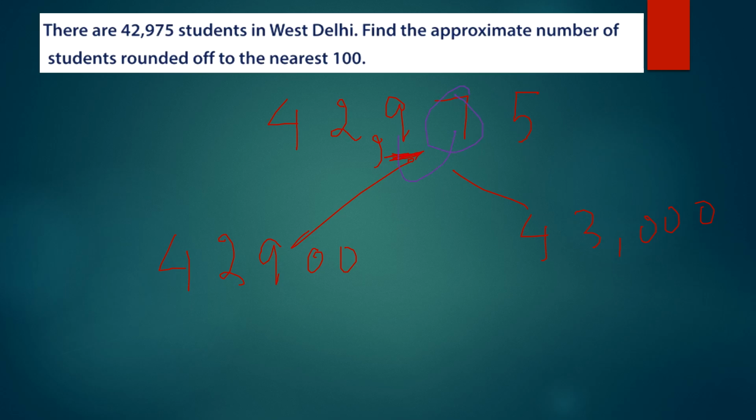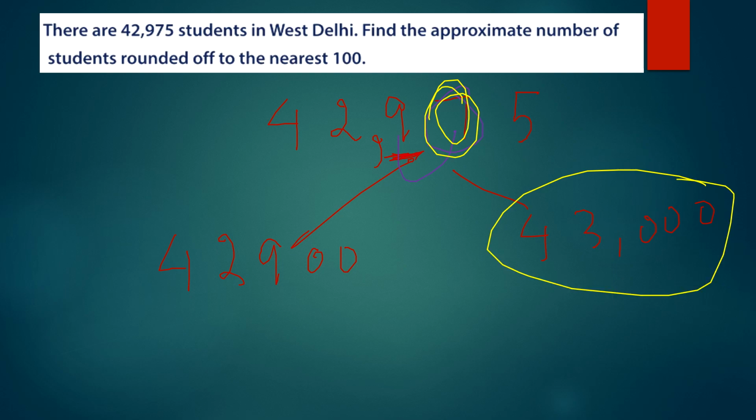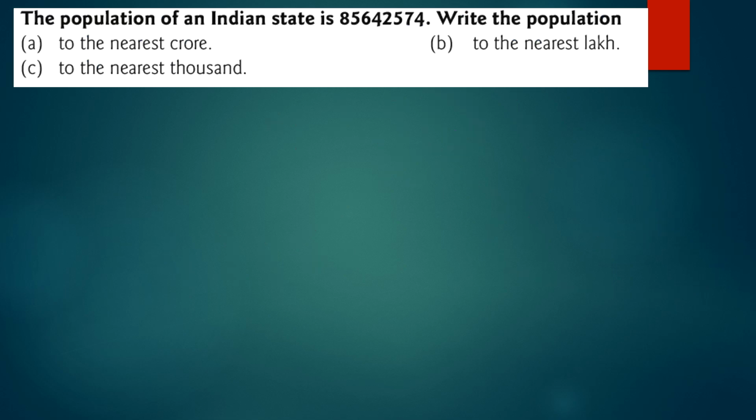To the right we have got 7. 7 is bigger than 5. Your rounding off number will be 43,000. Okay. Let me change the color. 43,000 is the answer.